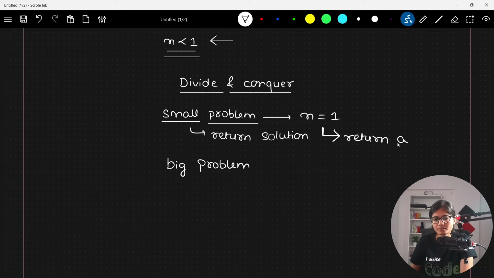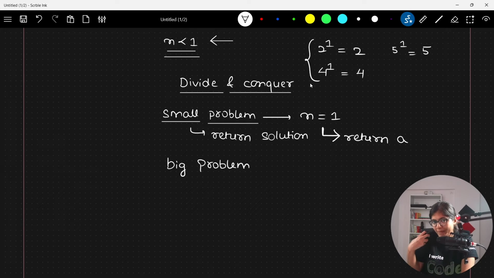That's it. What does that mean? For example, 2 to the power 1: the answer will be 2 only. 4 to the power 1: the answer will be 4 only. 5 to the power 1: the answer will be that number itself. So can I say that this is a small problem for my problem statement?